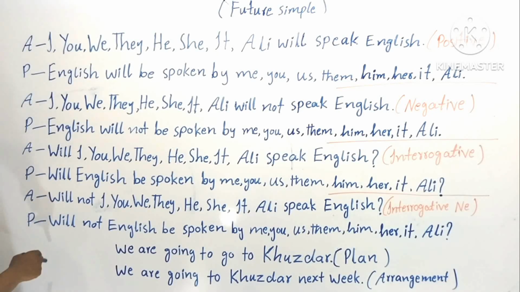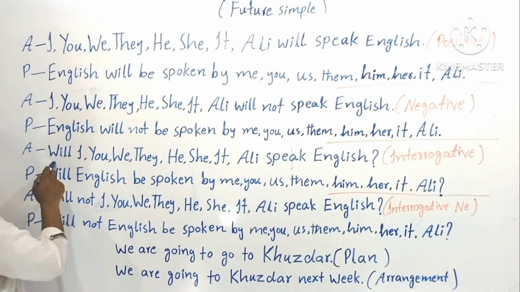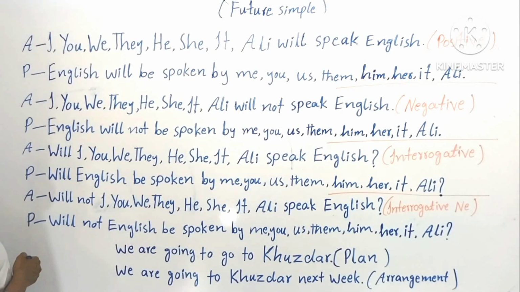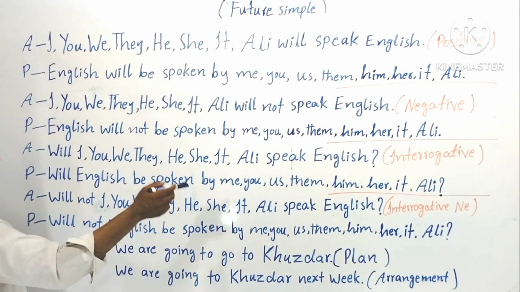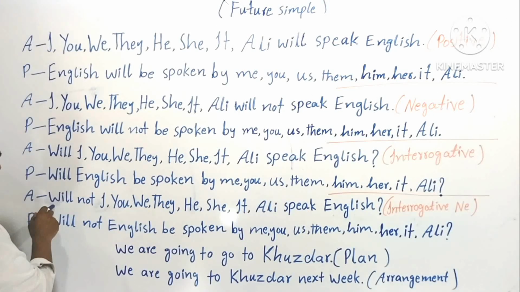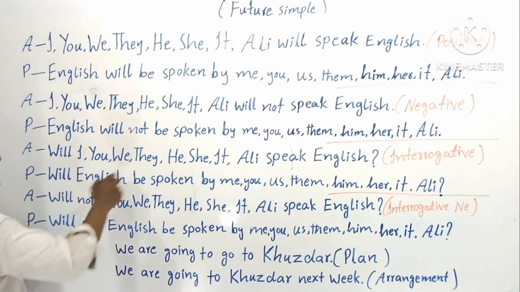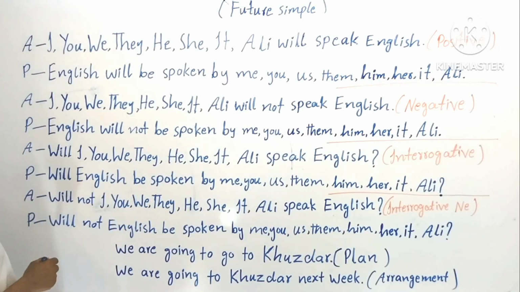Let's read the interrogative negative sentence. Here it was only will at the beginning of interrogative sentences, but in interrogative negative sentences you have to put will not, then your subject, then your main verb, then your object. Will not is the full form and won't is the short form. We are habituated to reading the short forms, so if you allow me, I will read the short form of will not instead of the full form.